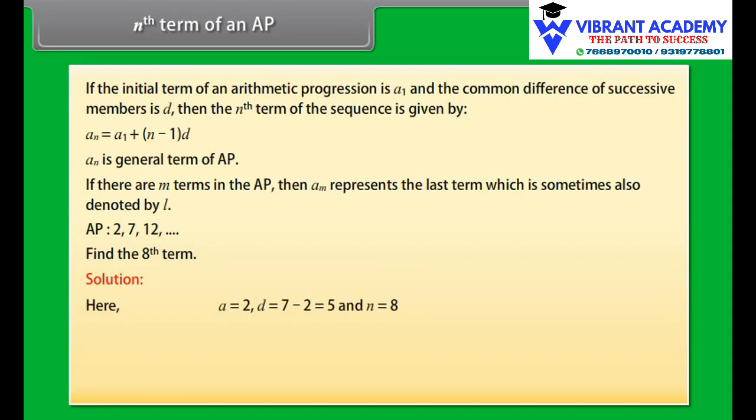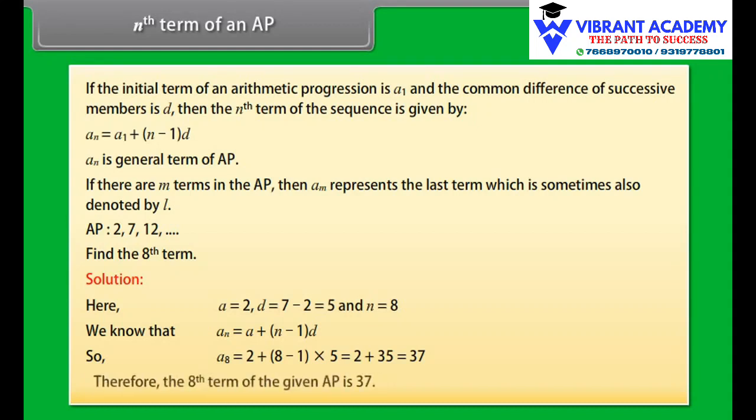Now by using the formula of the nth term, let's find the 8th term of the given AP. Here A is equal to 2, D is equal to 7 minus 2, which is 5, and n is equal to 8. We know that An is equal to A plus (n minus 1) D. So A8 is equal to 2 plus (8 minus 1) into 5, which is equal to 2 plus 35, which equals 37. Therefore, the 8th term of the given AP is 37.